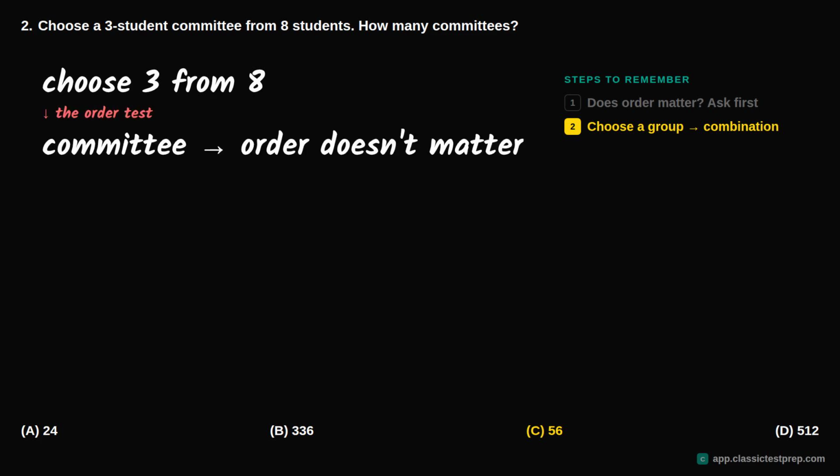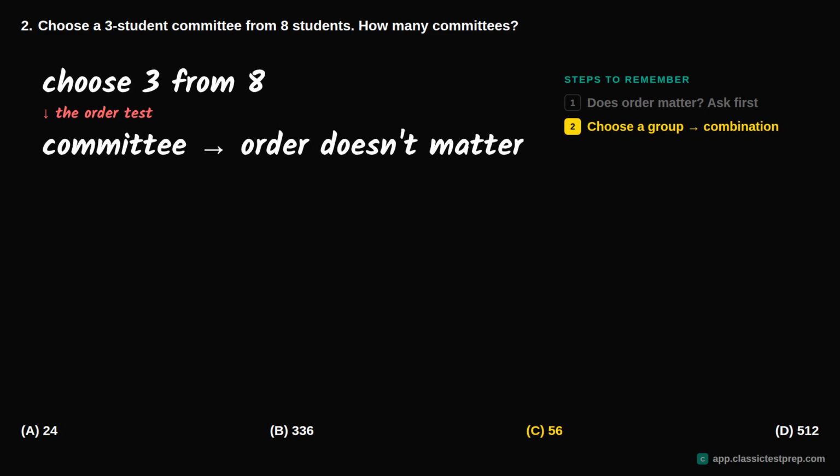All right, let's talk about question 2. A teacher picks a 3-student committee from 8 students. How many committees are possible? Now, this is not a permutation question. This is a combination question because we don't care which seat the student occupies on the committee, right? We don't care about the order. We just care about which students are on the committee.